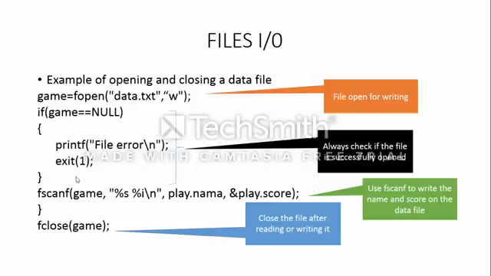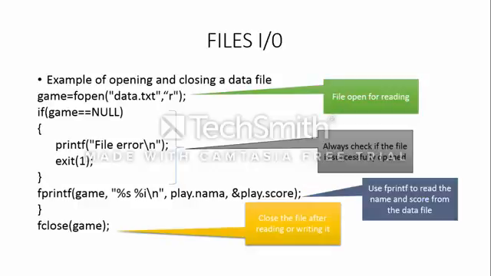This is an example of opening and closing a data file for writing. After you have opened the data for writing, you must check if the file is successfully opened, and next, use the fscanf statement to write the name and score, in this example, on the data file. After you have done doing it, you have to close the file, followed by the name of your file. And on this example is where you open the file for reading.